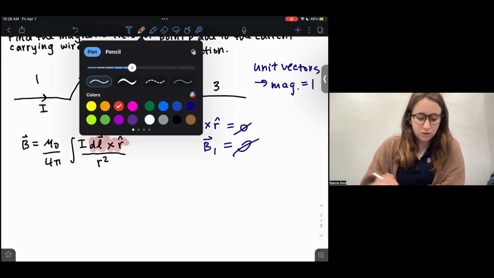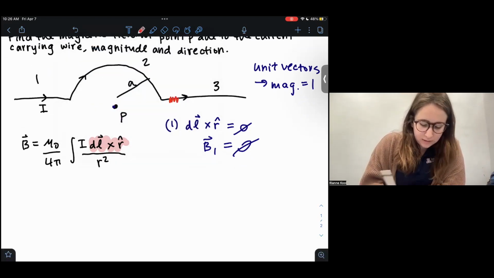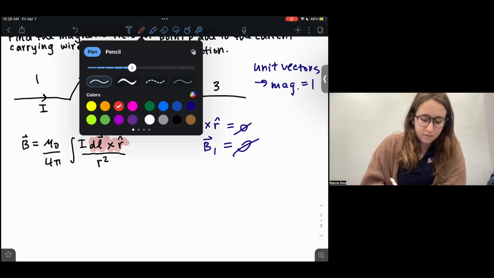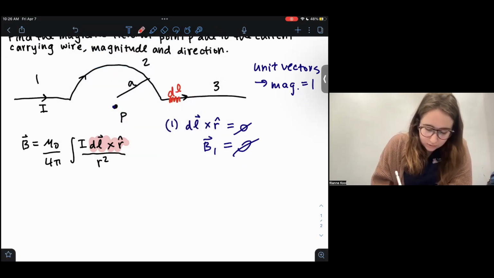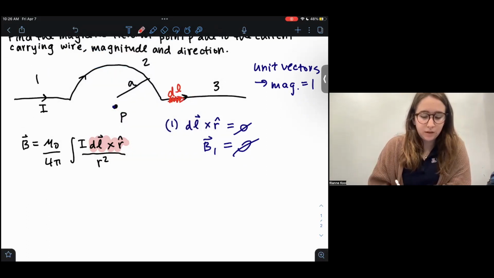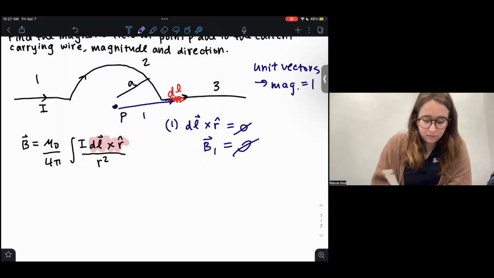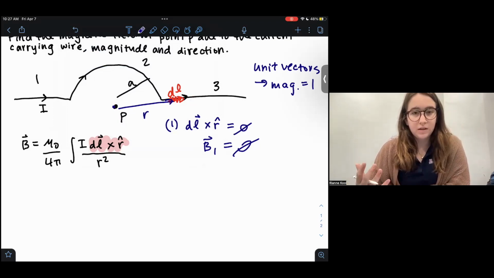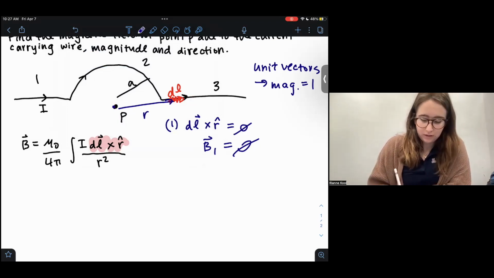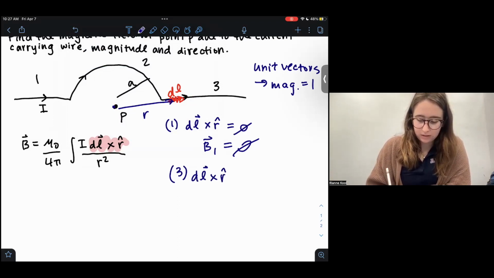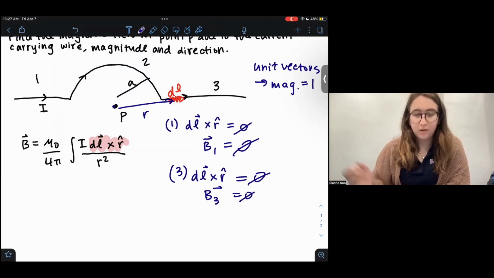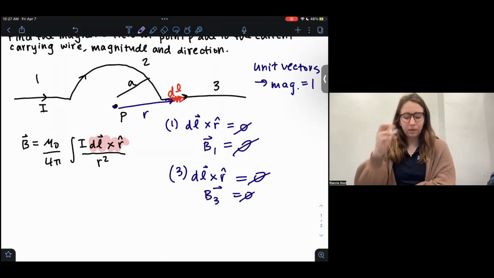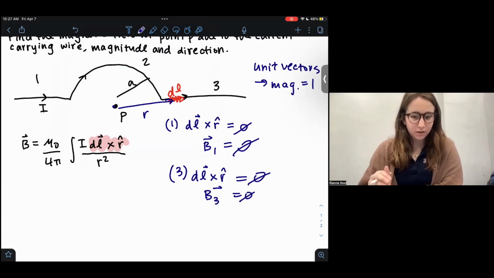So we can imagine that there is this infinitesimally small dl vector, and it's going in that direction. And then we can see that this r vector that I drew is going in the same direction again. So we can say that our dl cross r hat is just 0. So our B from 3 is also just 0. But 2 is a little bit different. So let's look at that.